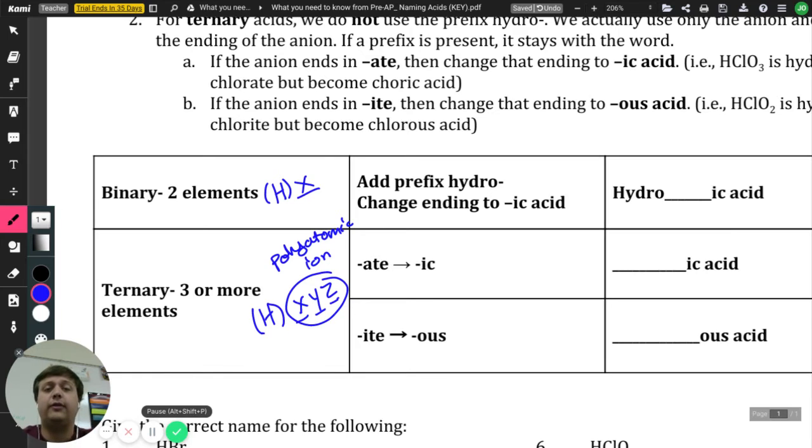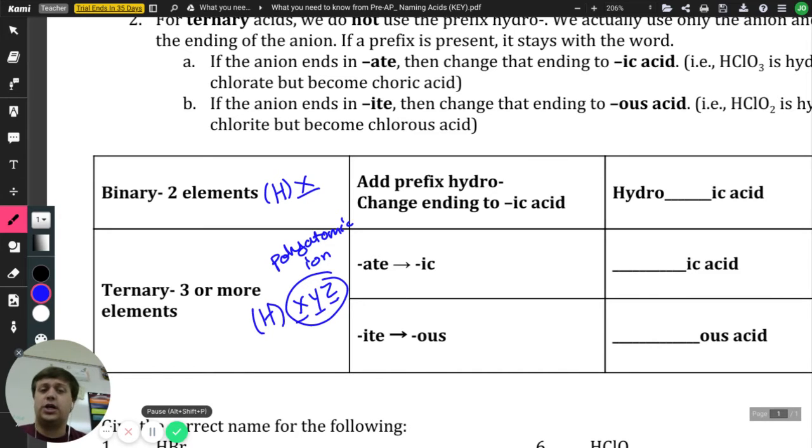With binary, there are some things you need to know. First off, if I immediately recognize that it's binary, that tells me that when I name it, I have to start my name with hydro. Hydro is the first signifier that this is an acid that only has two elements, one of which is hydrogen. The next part when naming a binary acid is to name the anion, the negatively charged ion that is attached to the hydrogen. Now, just like with ionic, we're going to change the ending.